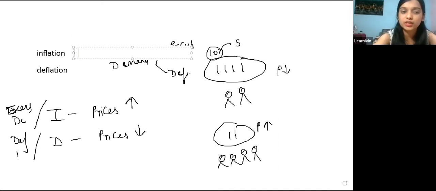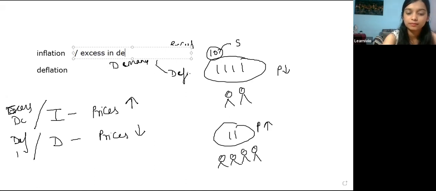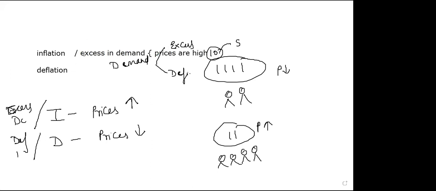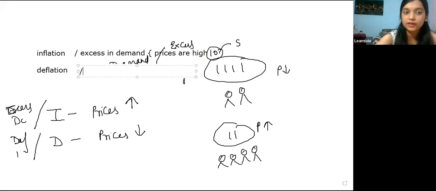So basically inflation is also known as excessive demand. Okay, and what happened over here? Prices are high. I hope I am making myself clear, right? Yes, ma'am. And deflation means deficit demand, which means prices are low.